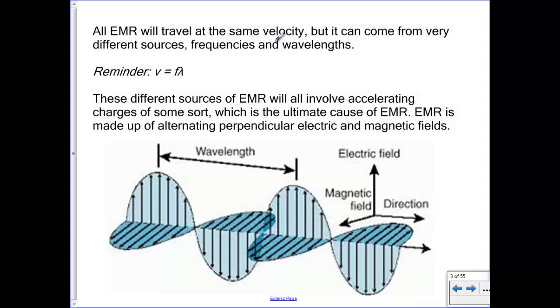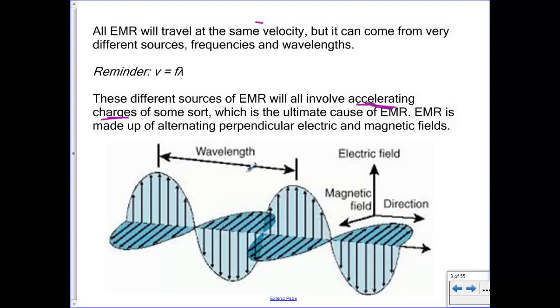EMR will always travel at the same velocity. And later on in this lesson, I'm actually going to show you guys some experiments where physicists discovered how fast light truly travels. We'll show you the experiments they did. Here's something new that I'm only going to briefly explain, mostly because I don't even fully understand it myself, to be honest. We've discovered, though, that EMR really involves accelerating charges. That's the reason why we have electromagnetic radiation.